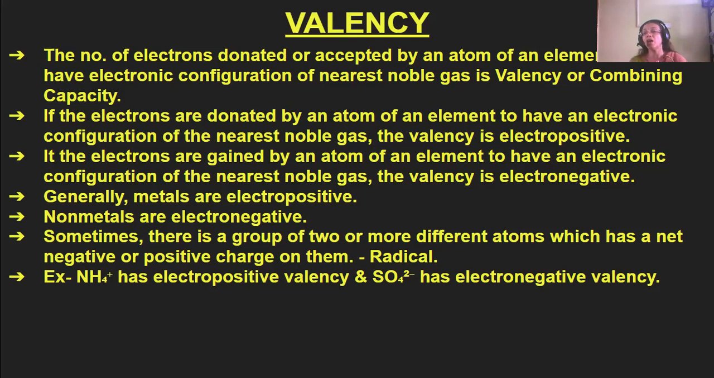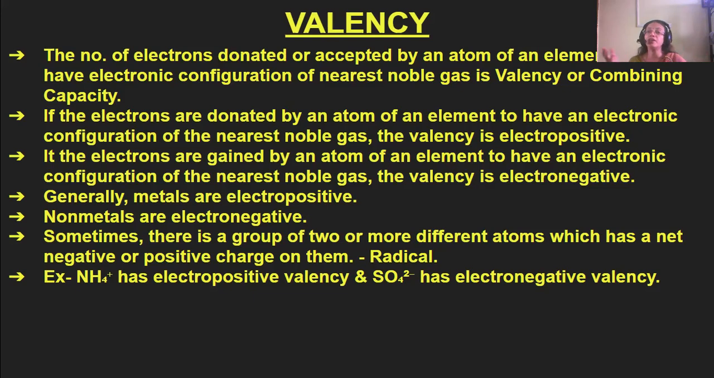Because if it donates electrons, then the negative charge of the electrons becomes less than the positive charge present in the nucleus of the same atom. So the balance of the charge gets disproportionate. The negative charge becomes less than the positive charge, so the atom becomes electrically positive, or electropositive.